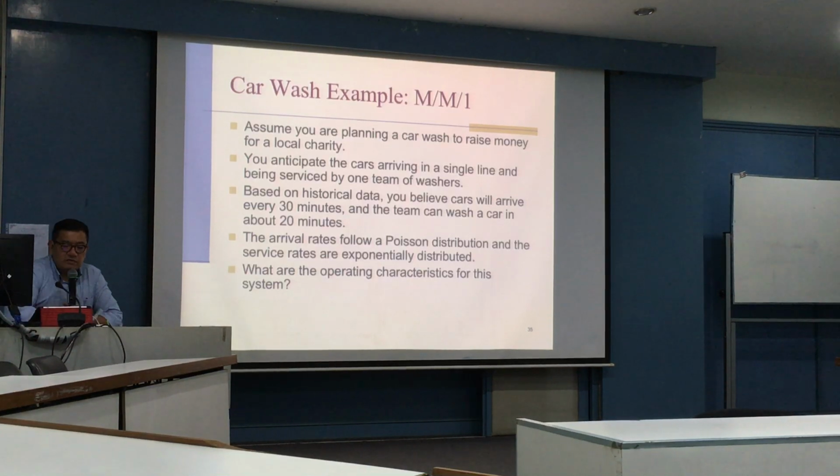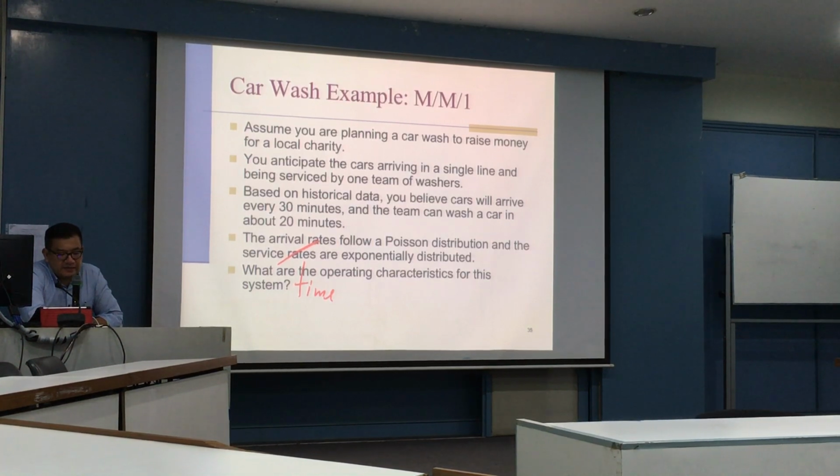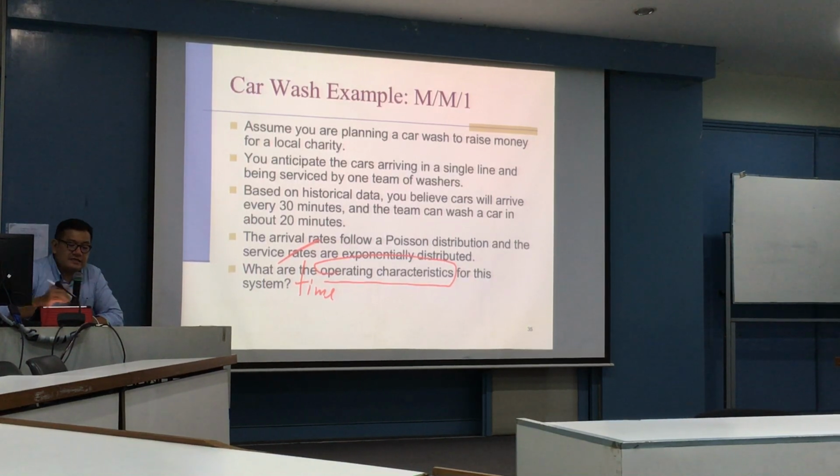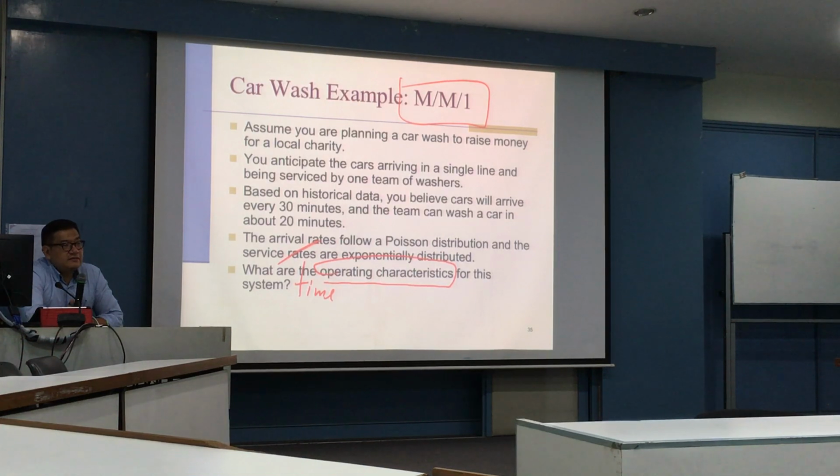So we assume that the arrival rate follows a Poisson distribution and the service time, this is a typo, the service time is exponential. So the question is, what are the operating characteristics of this system? When you get a question asking about the operating characteristics, it means you need to calculate all the performance measures for that model. In this case, it's the MM1 model because cars stay in one single line, and you have only one service provider because you have one team of washers.